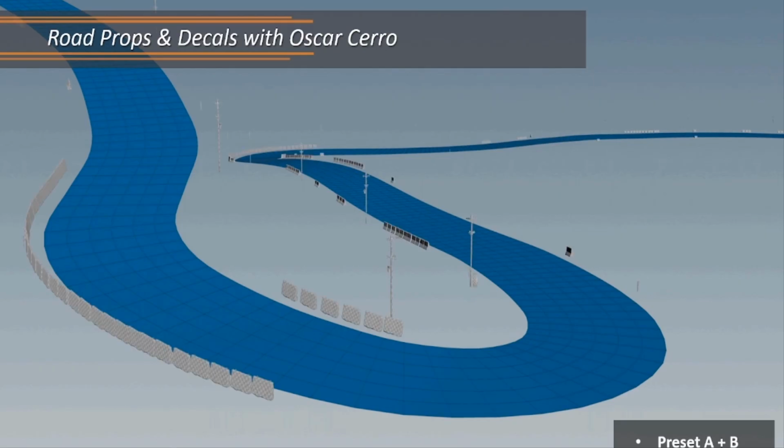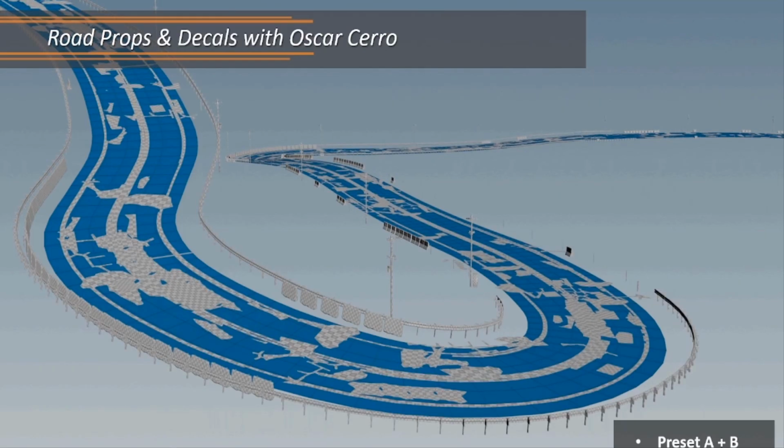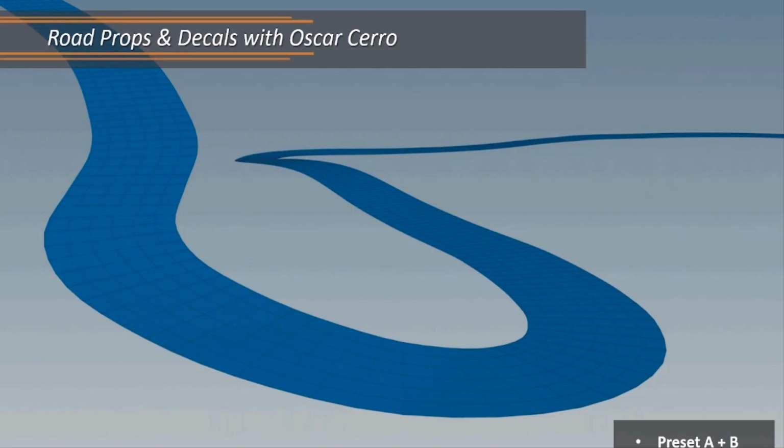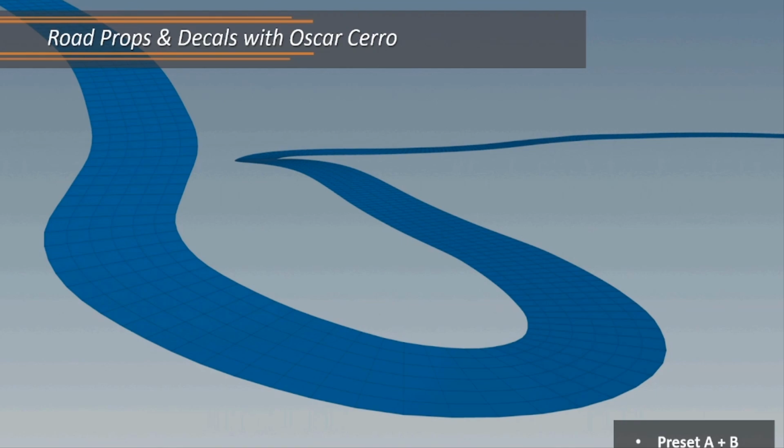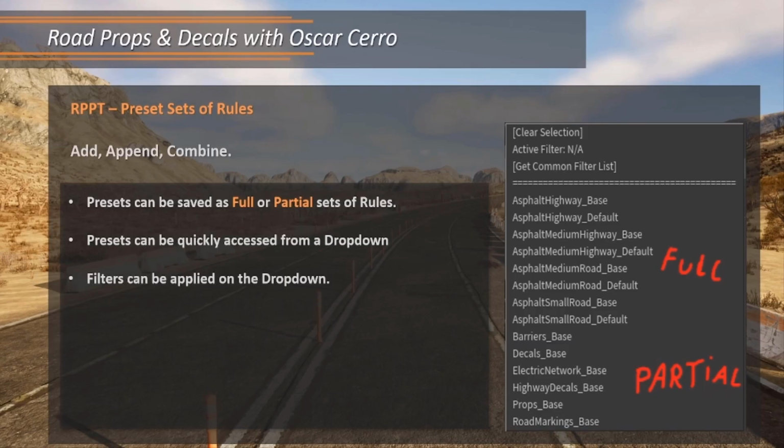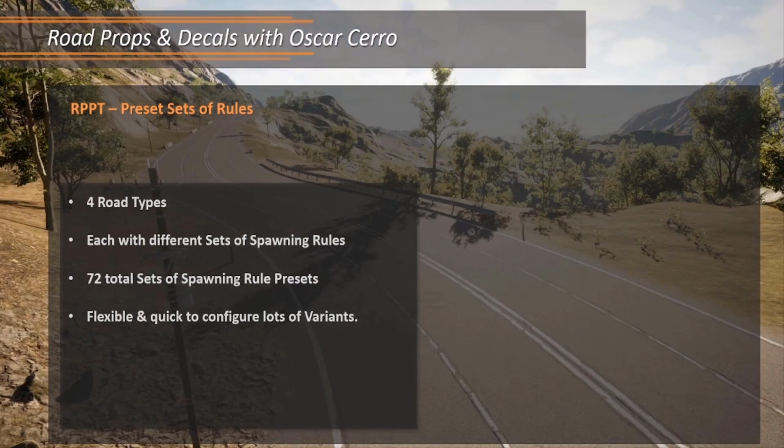The presets are stackable, so you can add one after the other. You can see here how I first apply preset A with the physical assets and then apply preset B, which stores the spawning rules for the decals on top of that. This allows us to have some degree of modularity, so we can have full and partial presets. They can be quickly accessed from a dropdown, and filters can be applied there as well, for when you have lots of presets.